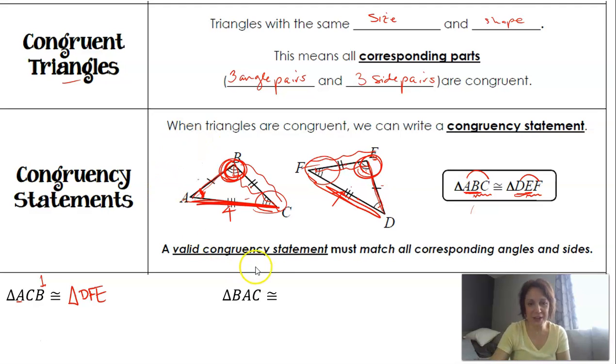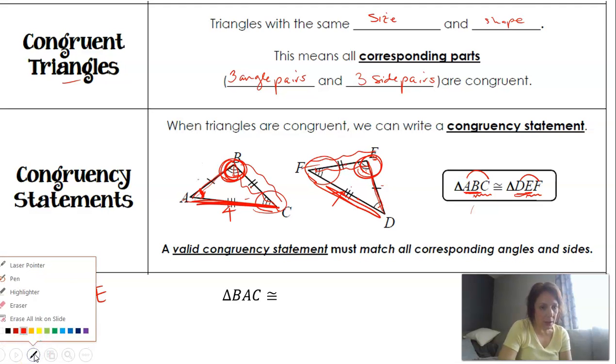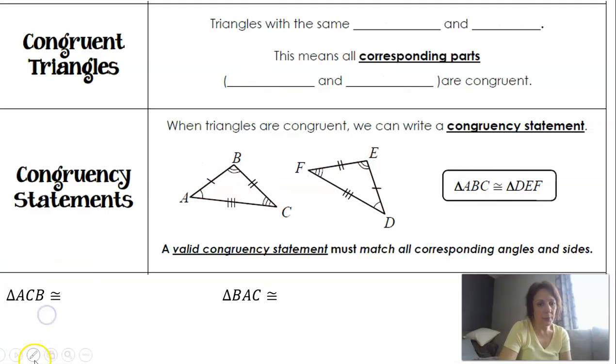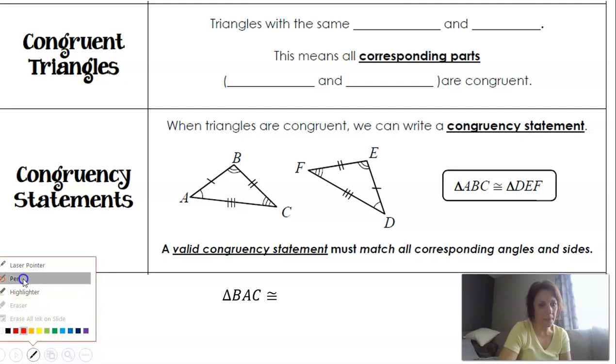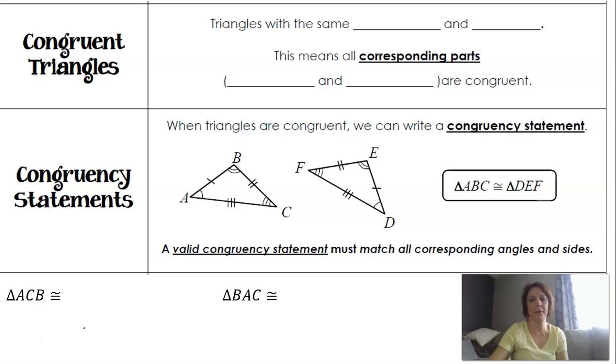All right, let's check it out. Should we clear these triangles a little bit? Make this look a little prettier. I'm gonna just do that. Boom. I'm also gonna switch the color of my pen because I'm sick of looking at red pen. Okay, so BAC.